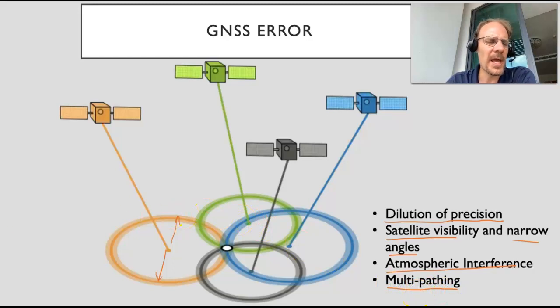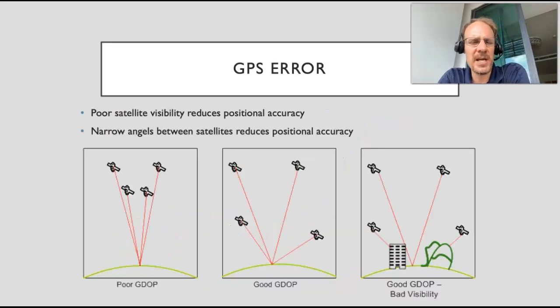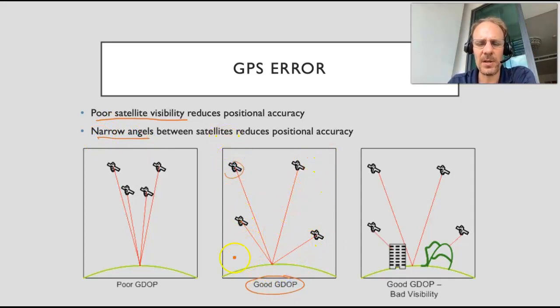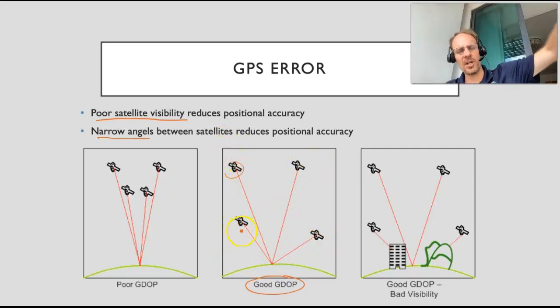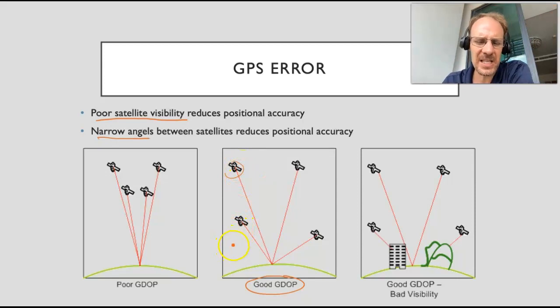The first one we have is GPS error, which is poor satellite visibility or narrow angles. And so here in the center is our good signal. If you notice, we have 4 satellites and they're spread out. Okay, they're in different positions above the sky. Some are a little higher, some are a little lower, but we have a mix. That's good. That's what we want.